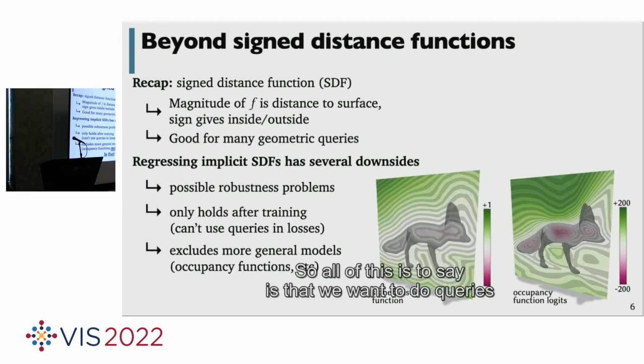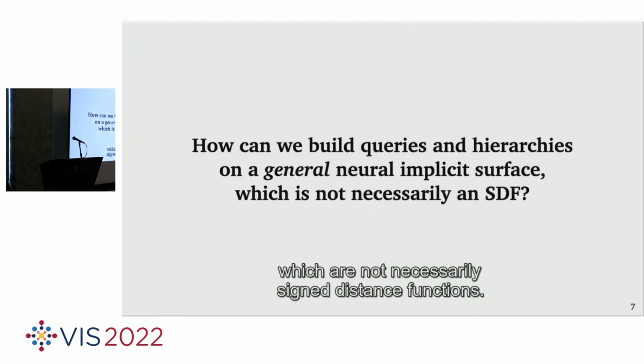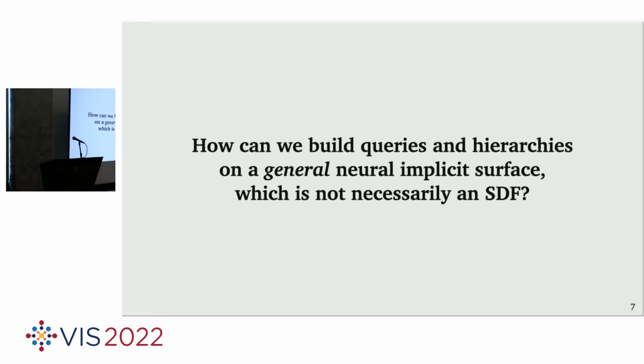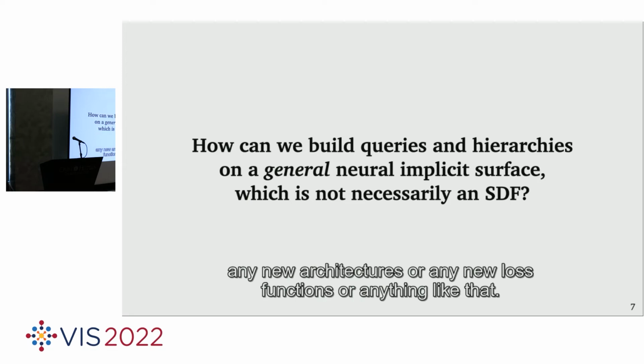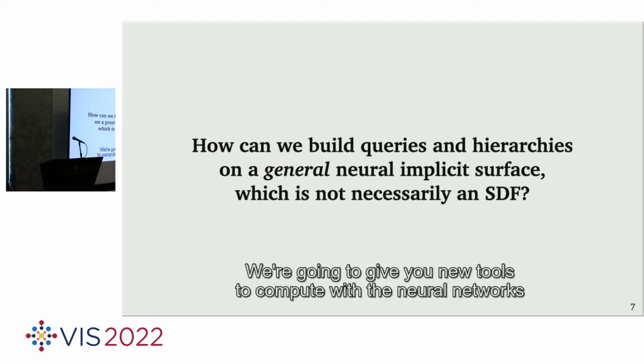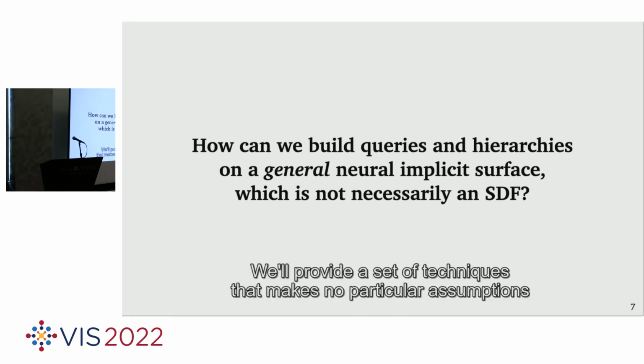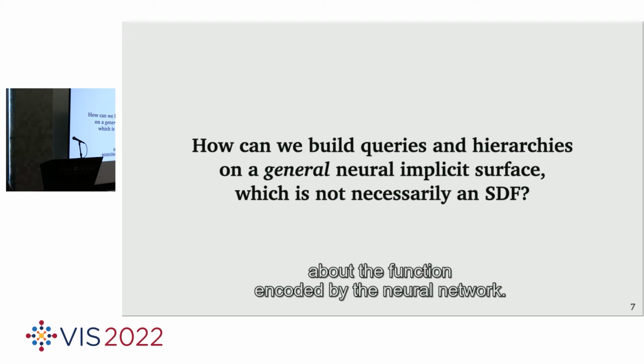So all of this is to say that we want to do queries and geometric operations on neural implicit surfaces which are not necessarily signed distance functions. And this is the main task that we try to tackle in this work. We're not going to introduce any new architectures or any new loss functions or anything like that. We're going to give you new tools to compute with the neural networks you already have, which have already been fitted to all of these interesting tasks, and we'll provide a set of techniques that makes no particular assumptions about the function encoded by the neural network.